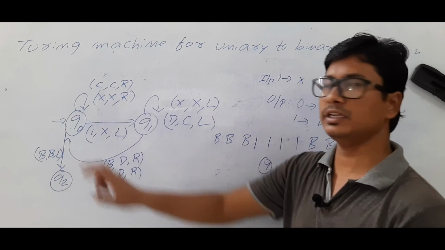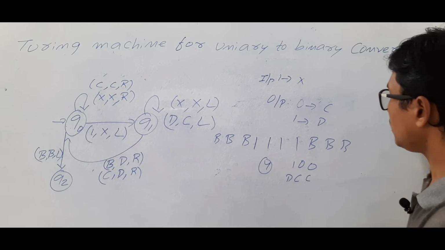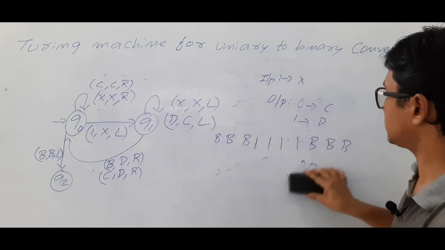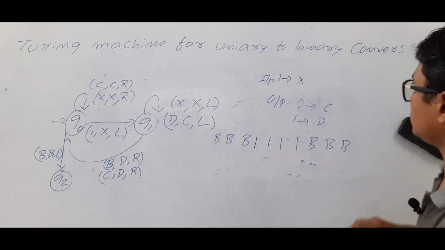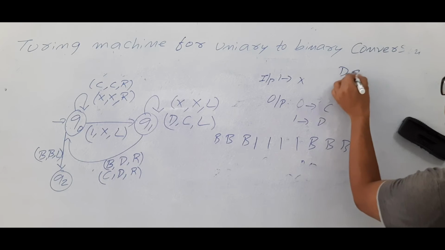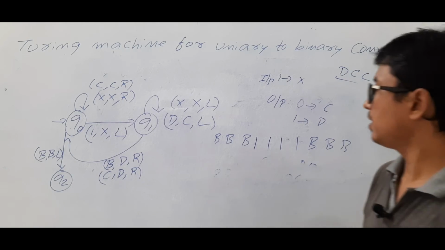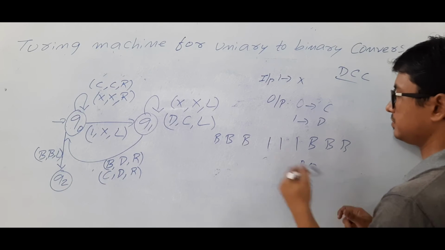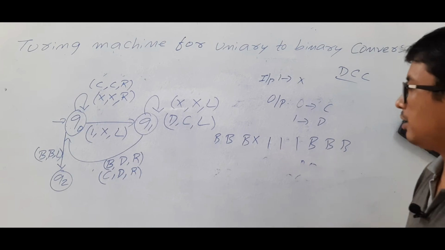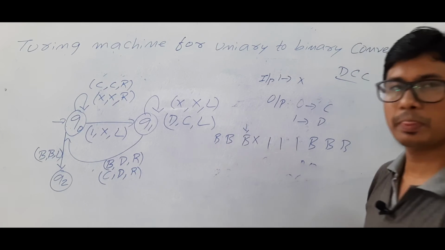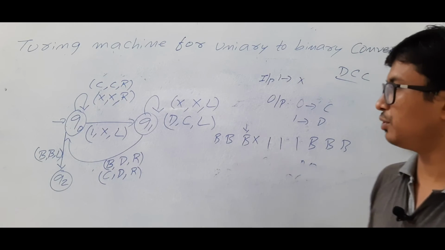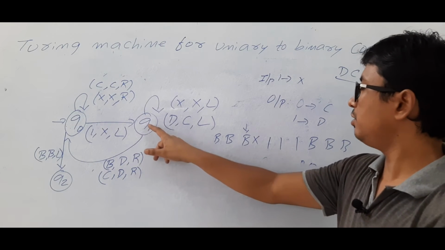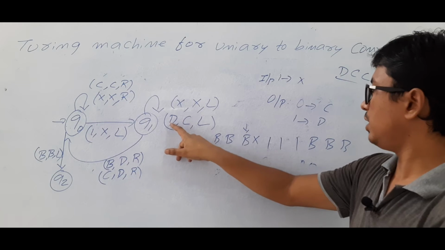Okay. I am in the initial state Q0. I should get DCC. Keep that one. Now I am in the initial state Q0. You modify it to X. Simple. And move to the left. And you reach the state called Q1. Okay. Now in Q1, what do you have there?